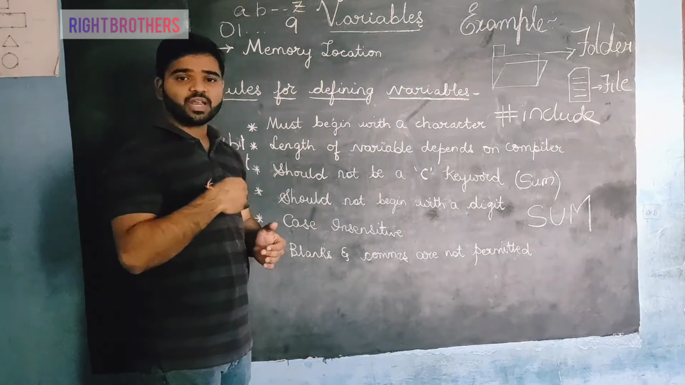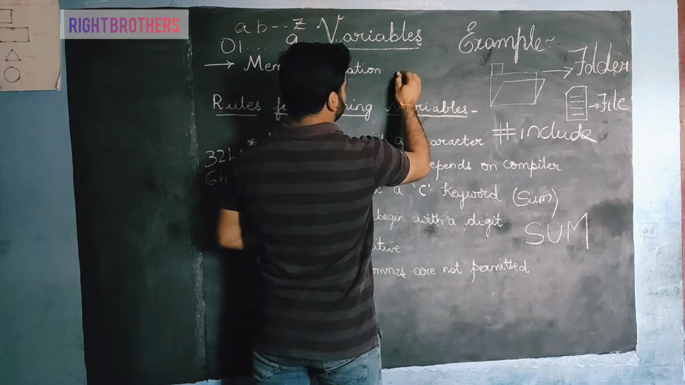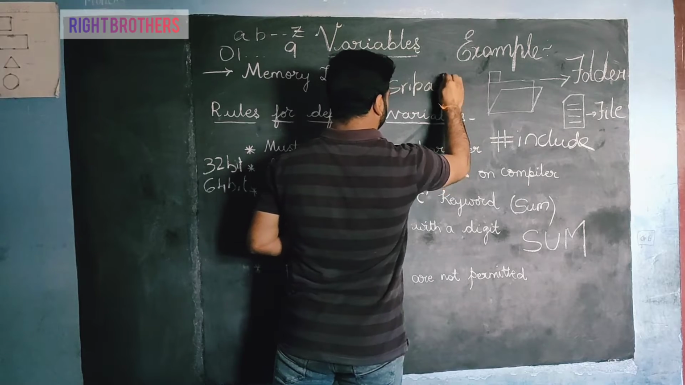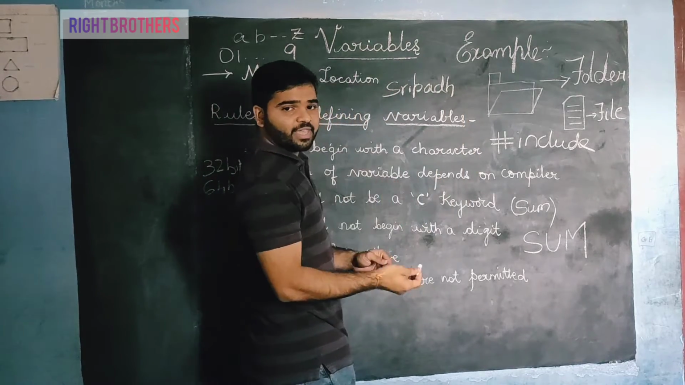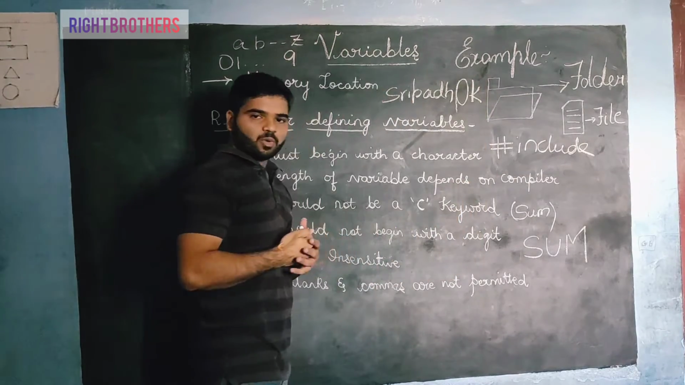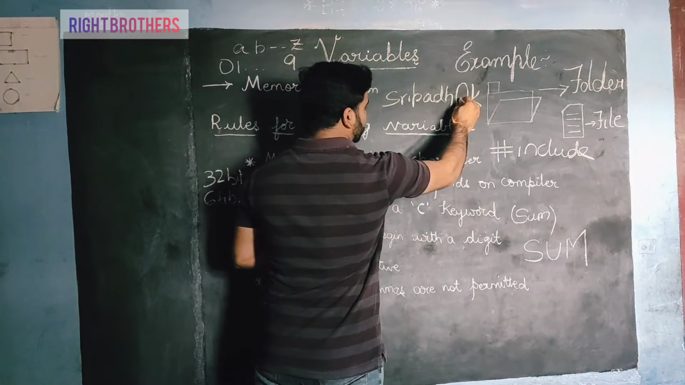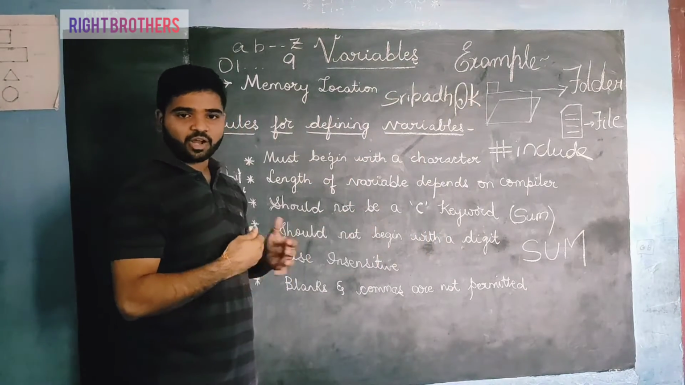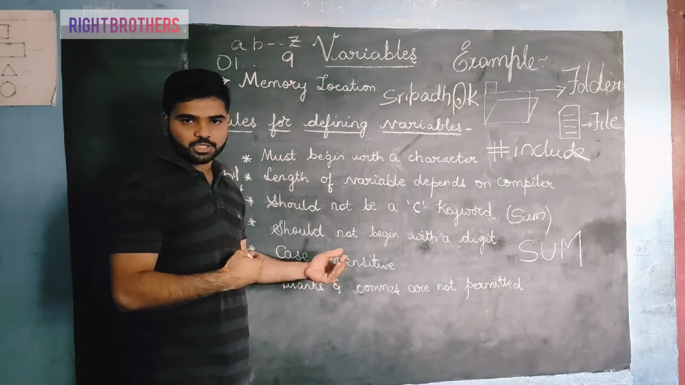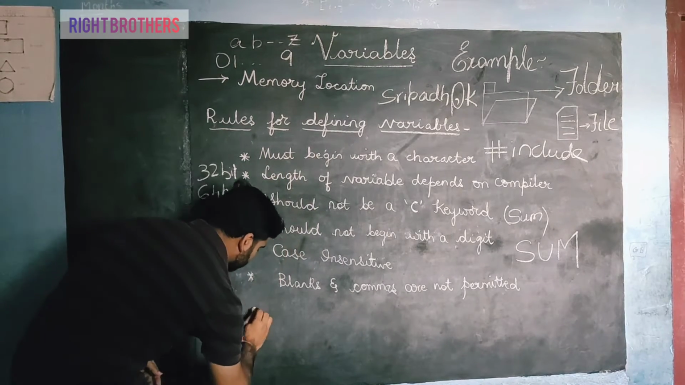Next, the variable should not consist of blanks, and commas are not permitted. It means that whenever you are declaring, for example, let us take my name, Sripad K. If I use any space here, it will give an error. So you should not use any spaces, nor commas, in order to declare a variable. Even if you use any special characters, it will also show an error, except for the underscore.